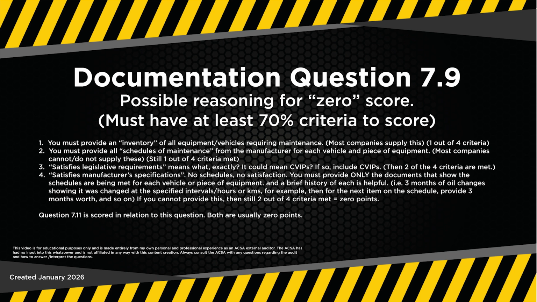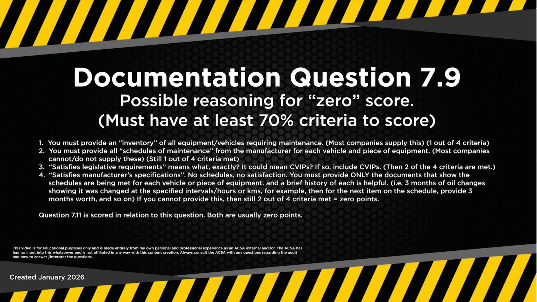Satisfies legislative requirements means what exactly? It could mean, if you require CVIPs, do you have the CVIPs? And if you do, then include those. And then either 2 or 3 criteria could be met in this particular instance. And then the last one is satisfies manufacturer specifications. So again, if you don't have the schedules from the manufacturer, then you cannot satisfy this criteria.